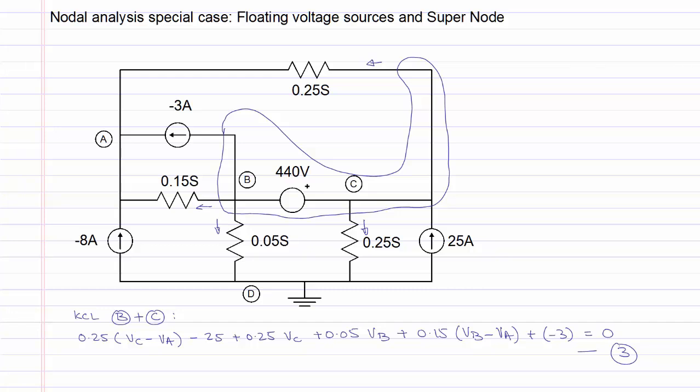To summarize the concept of a supernode, we combine the two nodes at the end of a floating voltage source and write one KCL equation for the combination. This KCL will give us the same equation as when we introduced a current through the floating voltage source. You can use either one of these methods to handle a floating voltage source. The concept of a supernode is useful to write the KCL equation directly and efficiently.